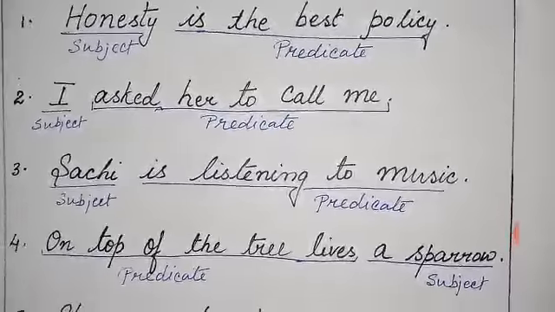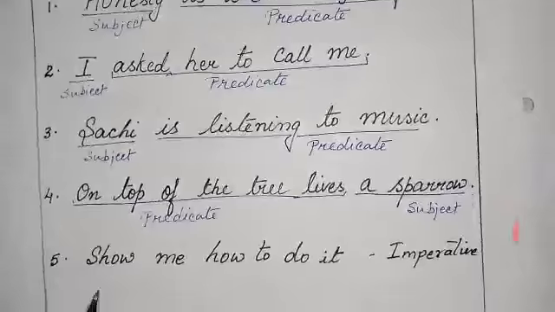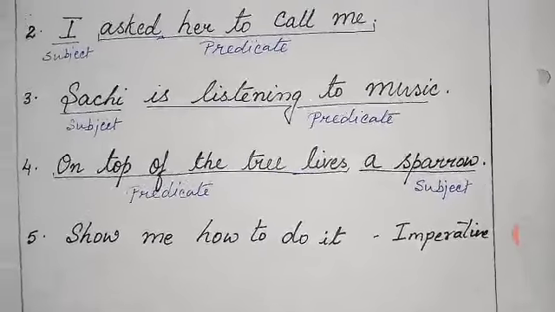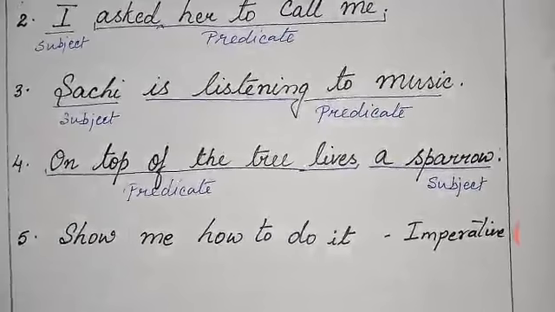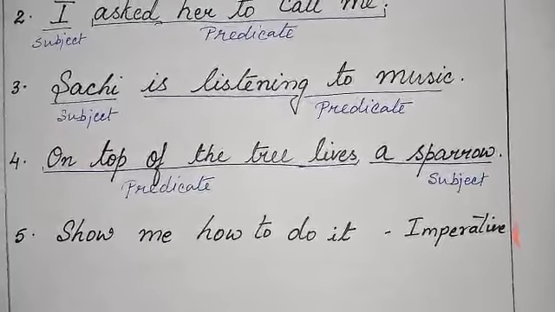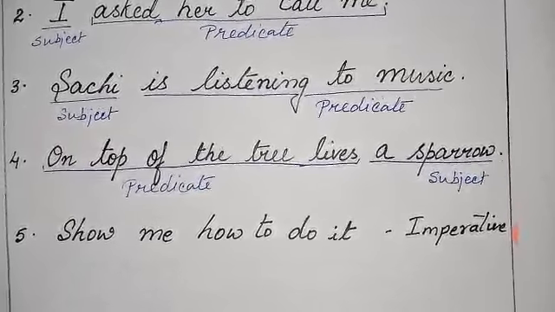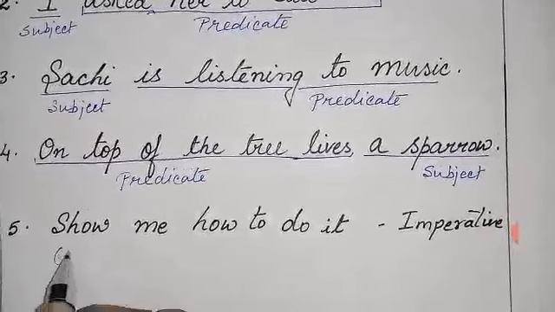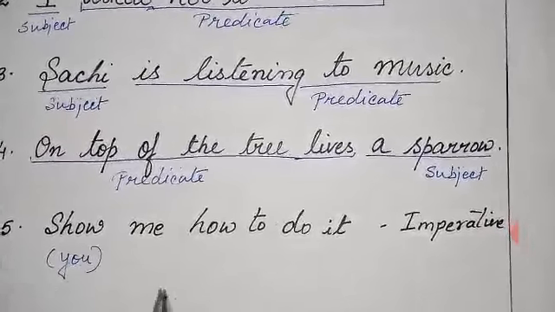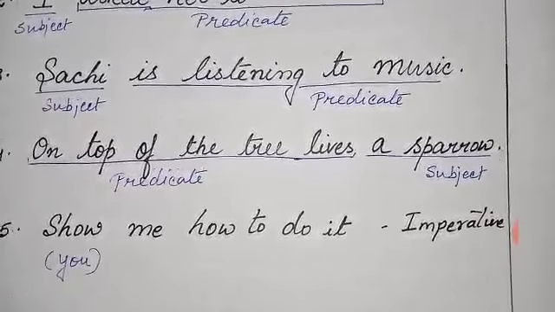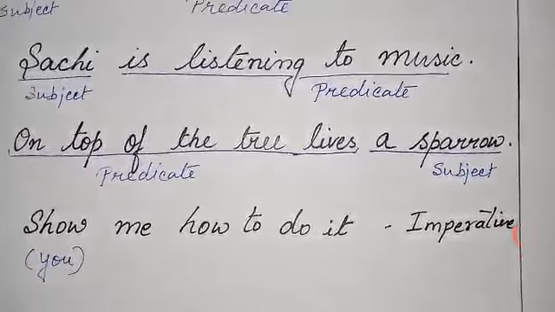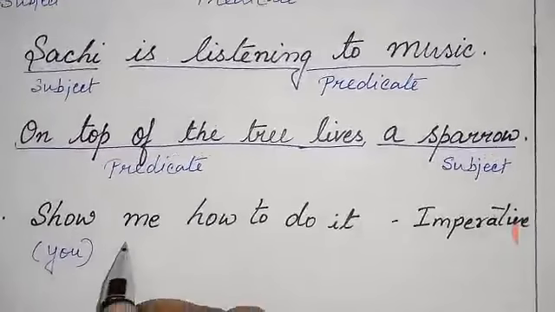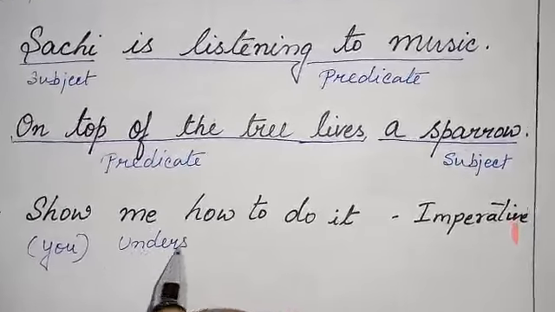Now come to the next sentence. Show me how to do it. This is an imperative sentence. Now, where is the subject here? We can't see any subject. It is here. Here the subject is you, which is an understood subject. See, you is not mentioned here. But in imperative sentences, always you is the subject, which is an understood subject.